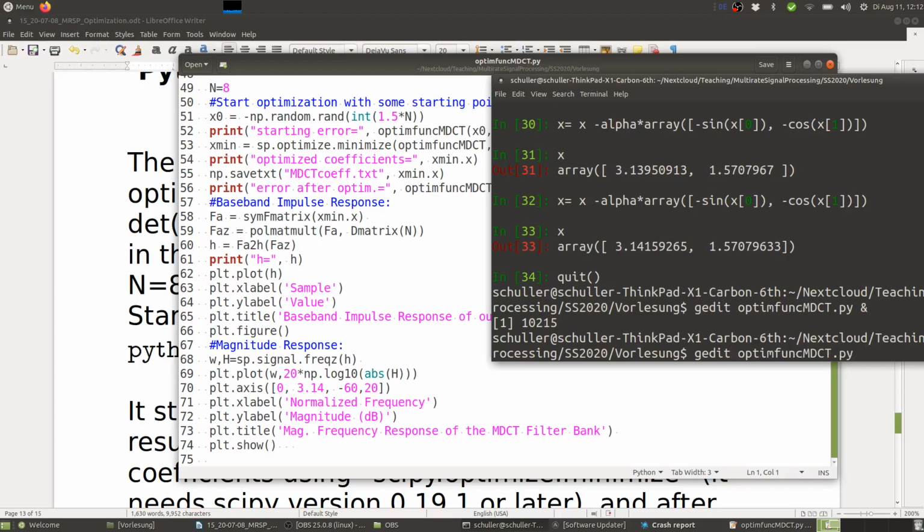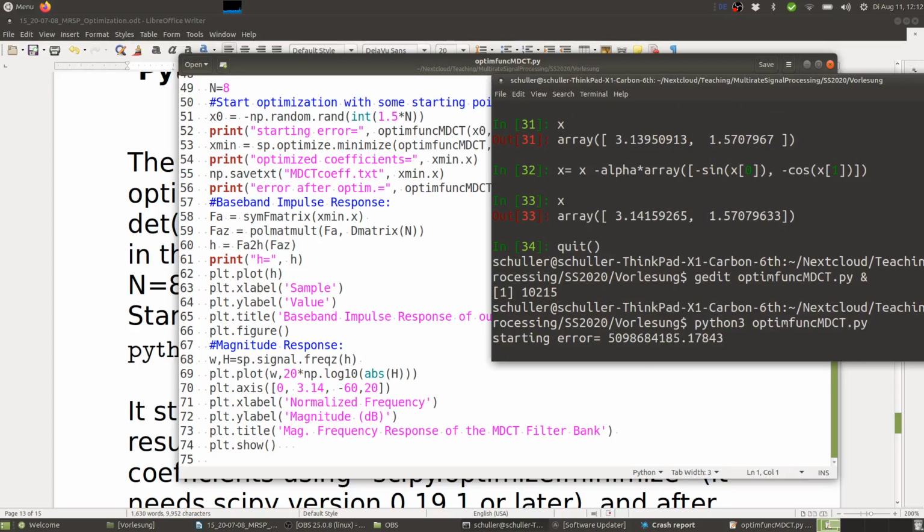So now I've executed it. Python, let me see if Python 3 works. So this is the starting error, quite high, a large number. And that comes because of the high weights I have in the stop band. So now it's busy doing something and it's not displaying much.